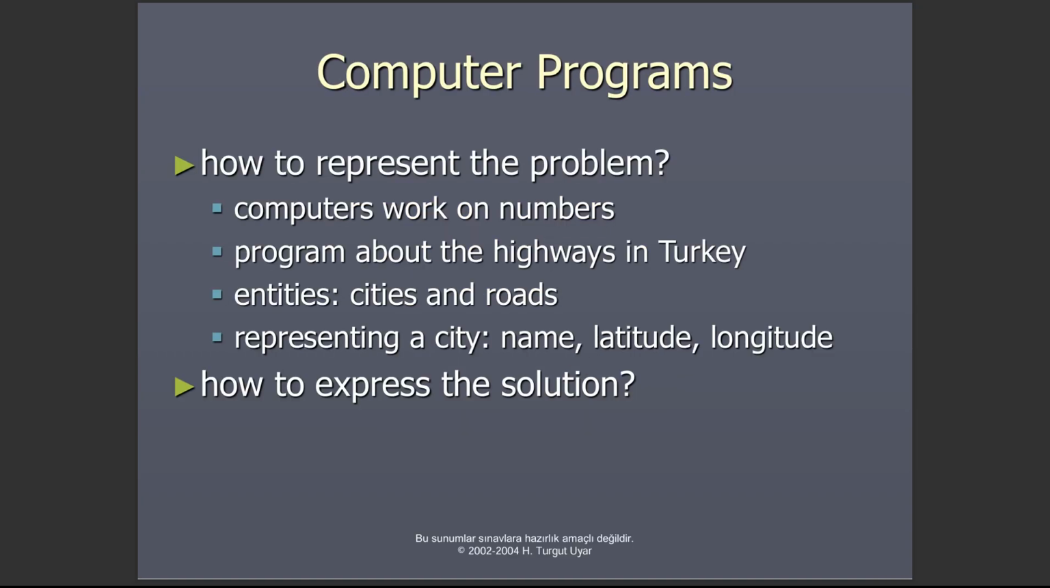Let's start. Computer programs. When we write a program, we solve a problem using a computer. But first, we need to represent the problem in a way the computer understands. Computers work with numbers 1 and 0. For example, if we are programming something about highways in Turkey, we need to think about the cities and roads. A city can be represented by its name, latitude, and longitude. To solve the problem, we need to express it step by step. This is what programming is about. It's easy.